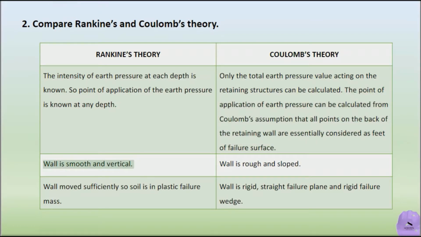Rankine's: wall is smooth and vertical. Coulomb's: wall is rough and sloped. Rankine's: wall moved sufficiently so soil is in plastic failure mass. Coulomb's: wall is rigid, straight failure plane and rigid failure wedge.